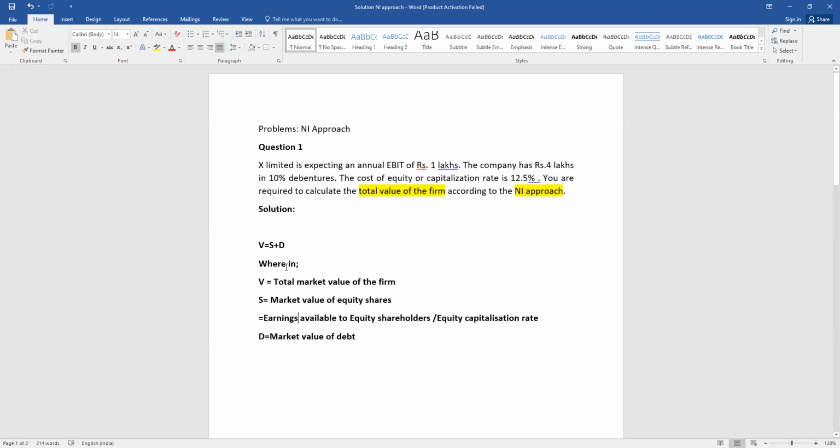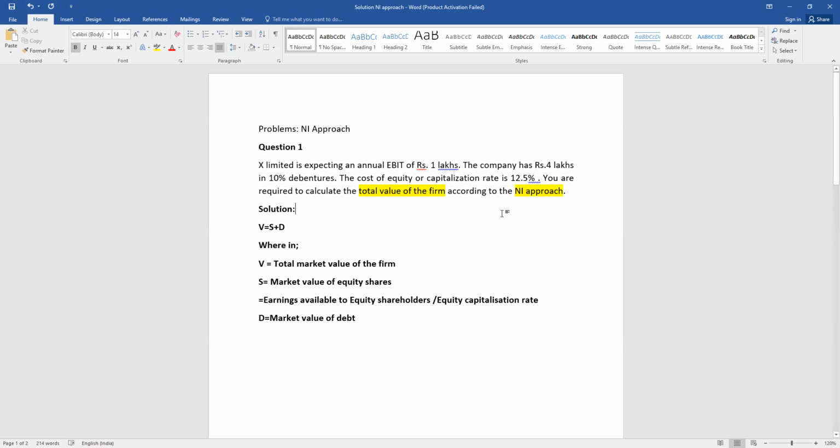Yes, ma'am. I repeat again. How do you calculate the total value of the firm using NI approach? First is the formula. The formula is V equal to S plus D. V is your total value of the firm. S is the market value of equity shares. And D is the market value of your debenture. If they give you in the problem directly the market value of equity shares and market value of debt, you can directly substitute S and D and calculate the value of the firm.